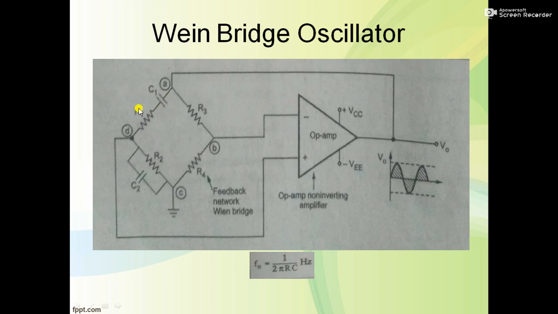These two arms are called frequency sensitive arms, and they decide the frequency generated by the oscillator circuit. That's why these two arms have a very important role in generating the frequency of oscillations. This type of feedback circuit or network is called a lead-lag network.